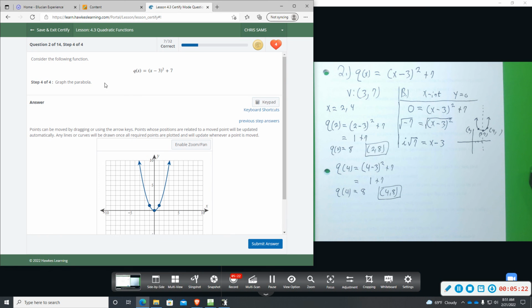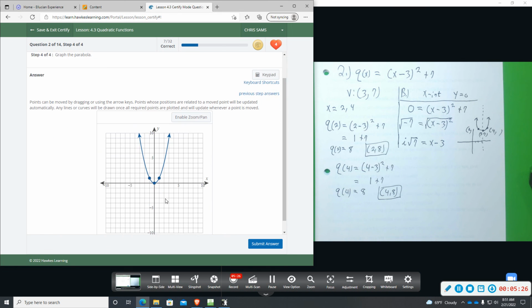And then step 4, we're going to graph the parabola. So we're going to just drag this vertex over to 3, 7. 1, 2, 3, up 7. And then we'll go and take this point. So 2, 8. It looks like it's already in the right spot. Go over 1, up 1, 2, 8. That looks good. So those are already in the right spots that we need. And 4, 8.